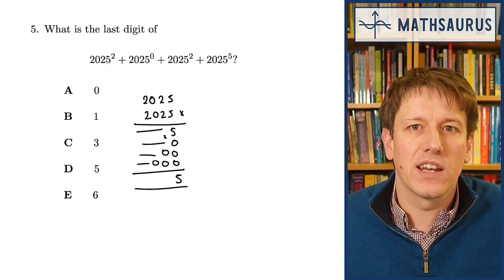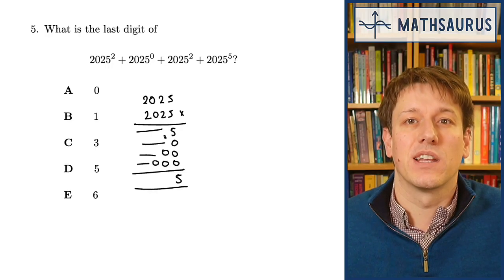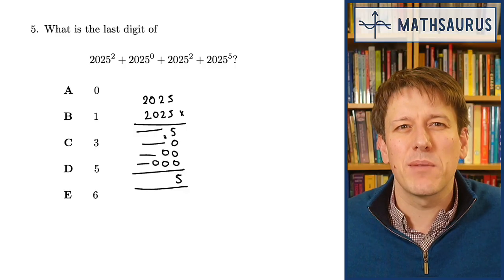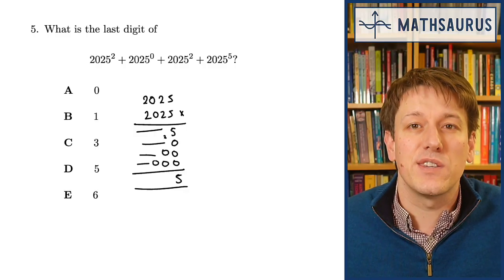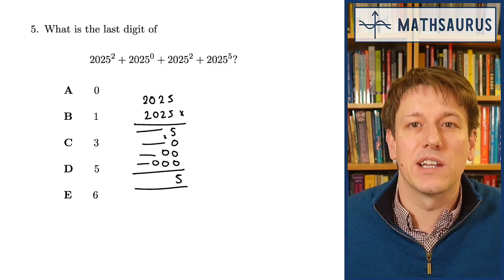The product of the last digits, in fact, is always equal to the last digit of a product. So when I'm looking at a multiplication like this, you can just do 5 times 5 is 25, take the last digit, and know that will be the last digit of the result.